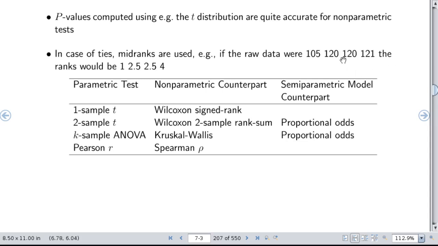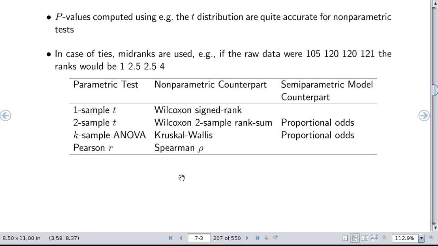You've got these four measurements. So you have ties at 120. So your ranks are going to be 1, 2, 3, and 4. So these are tied at the ranks of 2 and 3. The midpoint of that is 2.5. So our ranks are going to be 1, 2.5, 2.5, and 4. So that's how we actually do the Wilcoxon test.